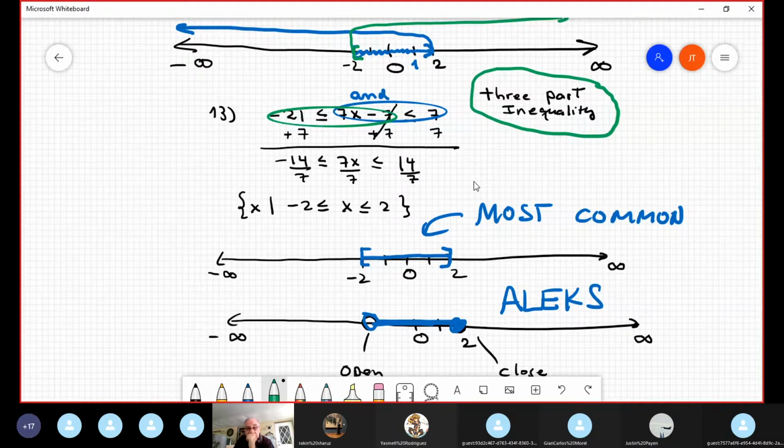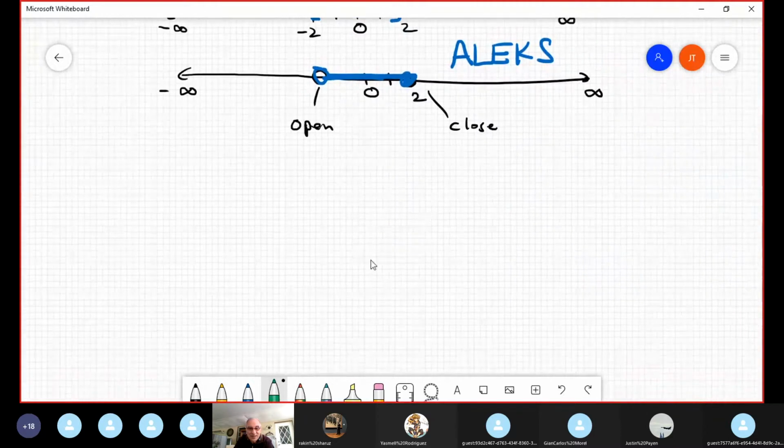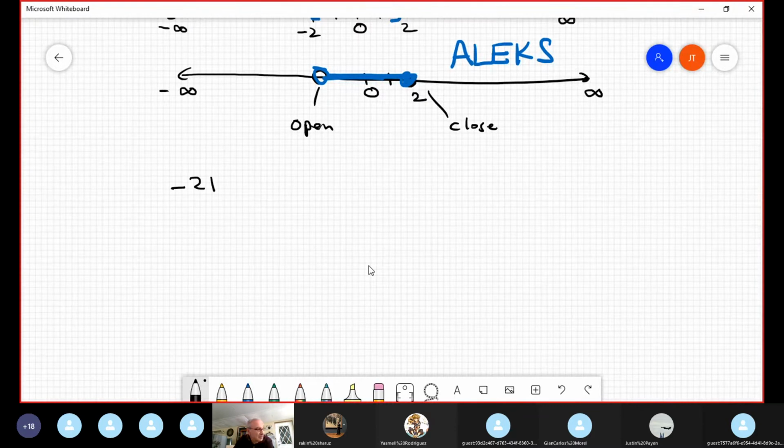Okay, Professor, I didn't understand how you did it. That is why I asked you for another way. Okay, let's do it another way. I want to copy again: minus 21 less than or equal to 7x minus 7 less than or equal to 7. Okay, she wants me to separate it into pieces. Let's do it. You copy it.